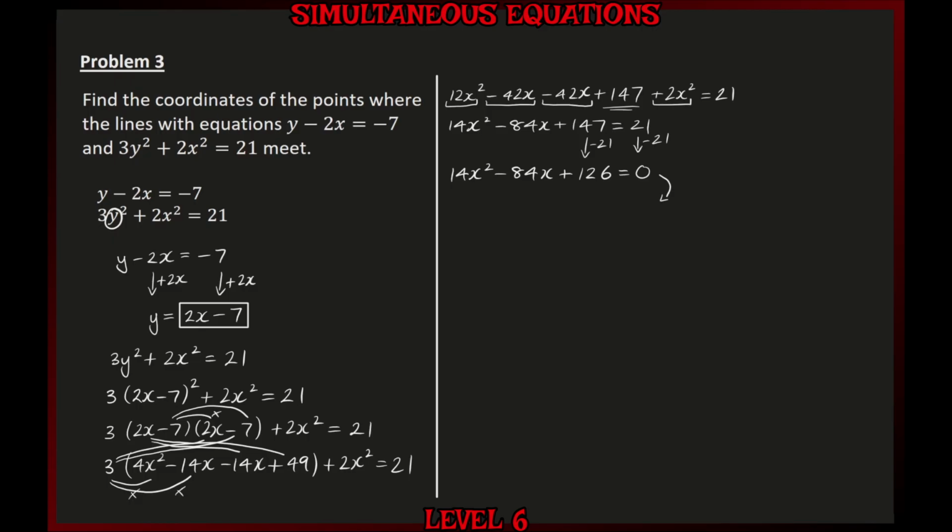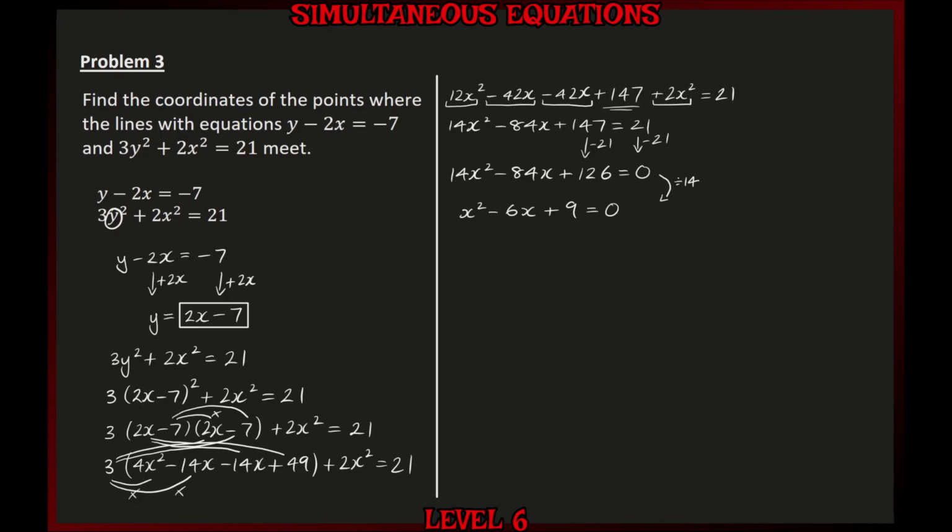So if we divide everything in this equation by 14, 14x squared divided by 14 is just x squared. Minus 84 divided by 14 is minus 6, so we have minus 6x. And 126 divided by 14 is plus 9. And 0 divided by 14 is still just 0.